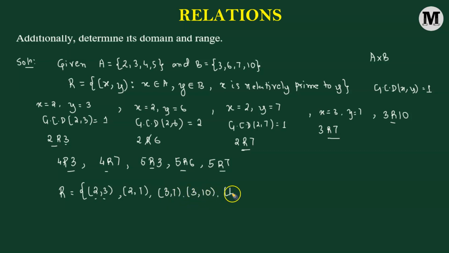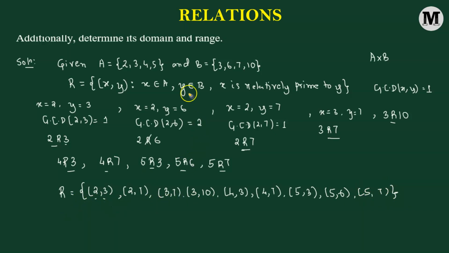Next we have (4, 3), followed by (4, 7). Next we have (5, 3). Then we have (5, 6). And we have (5, 7). So this is the relation R expressed in terms of its ordered pairs.